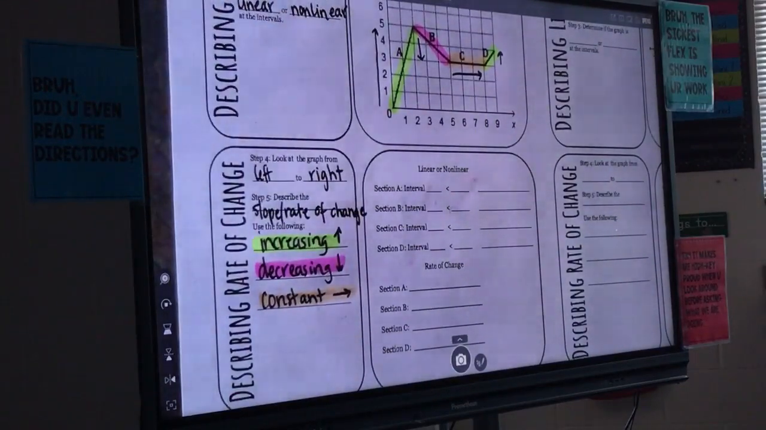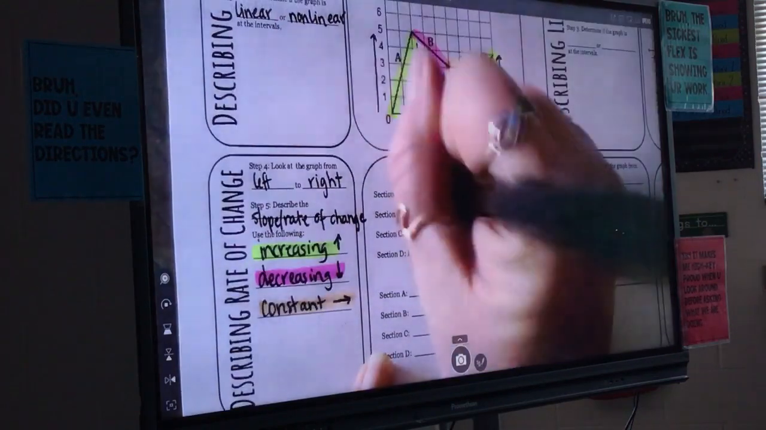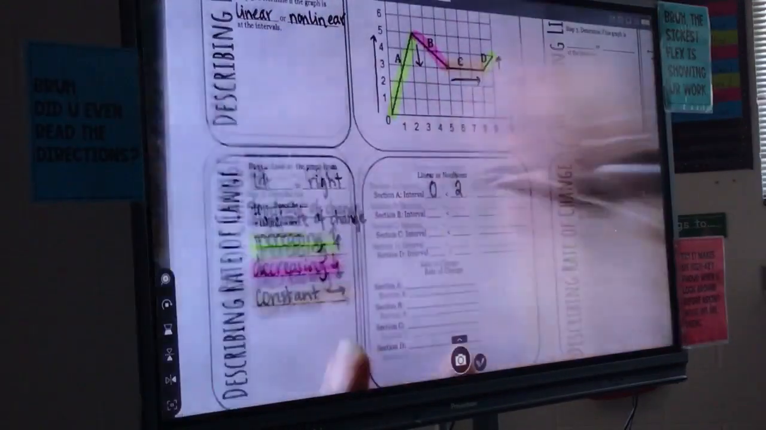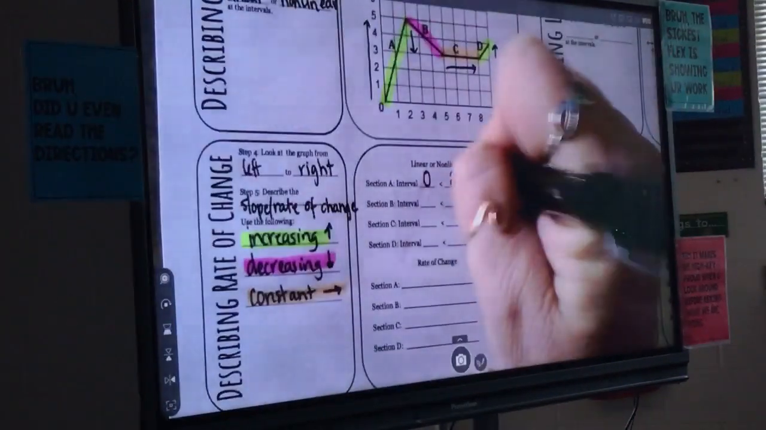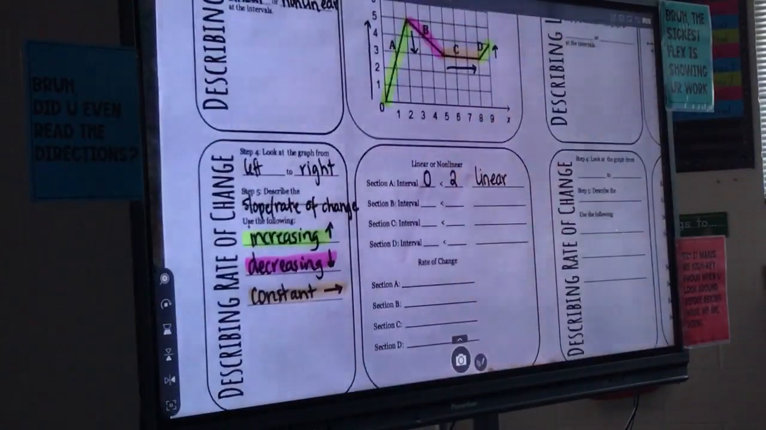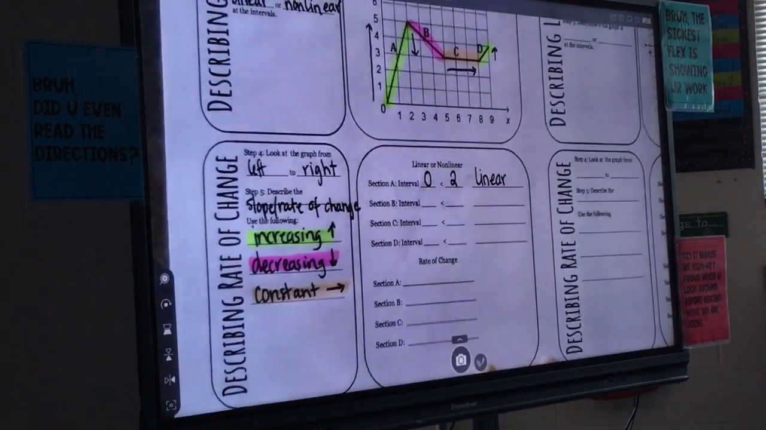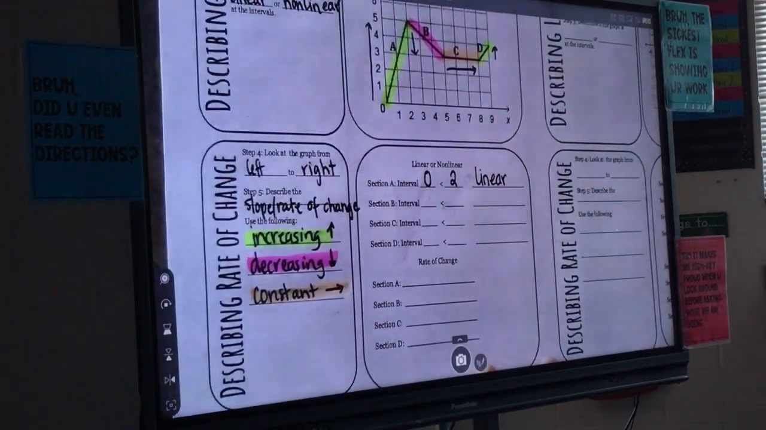All right, what are the intervals for section A? Where do we start? Where do we end for that line? Ben. 0 and 2. Okay, Ben, is it linear or non-linear? Linear. How do you know? Because it's a straight line. Okay. All right, section B. Raiden, where do we start? Where do we end?